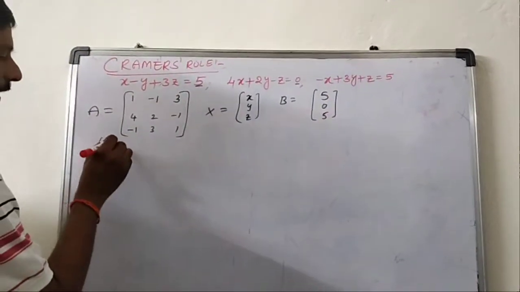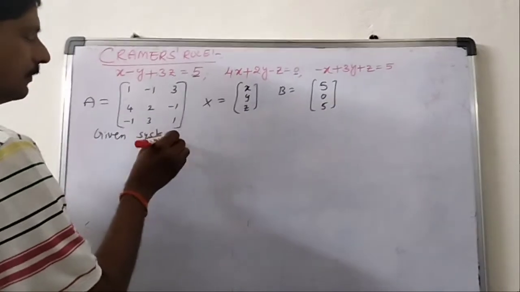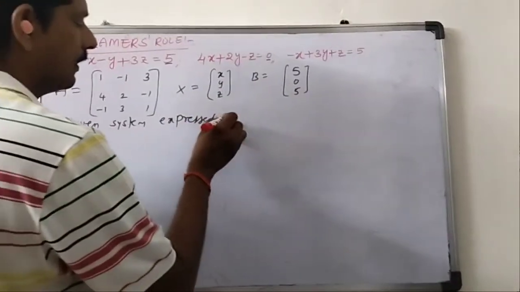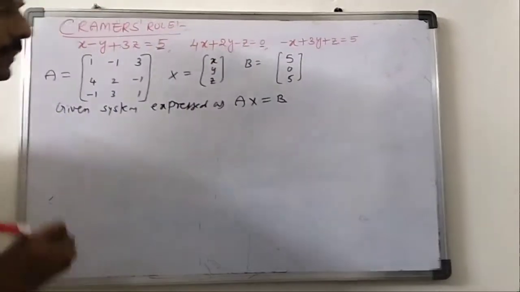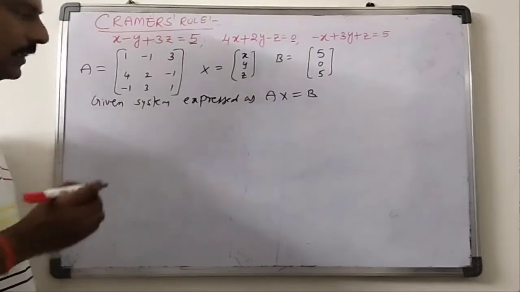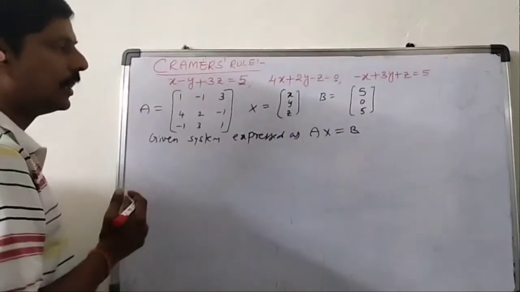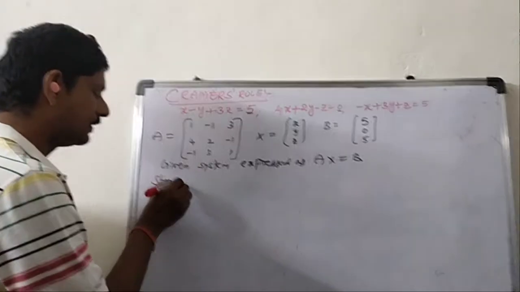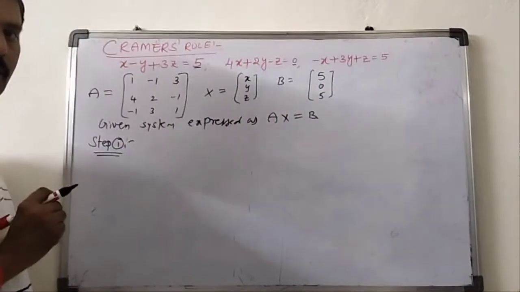So the given system is expressed in matrix form as Ax equal to B. This is common for all three methods. Now we are using Cramer's method. So step 1. What is step 1 in Cramer's method? We do it stepwise.